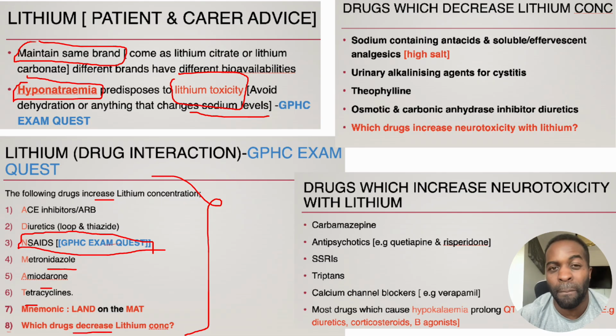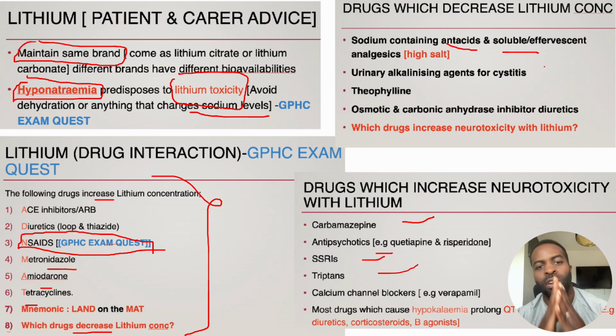You've got antacids that are P meds or GSLs. So you need to know, they may well test you on this. And most of these soluble and effervescent sort of tablets are very high in salt. These could all decrease the concentration of lithium. So please learn this. And also there are certain drugs that cause neurotoxicity with lithium. And these drugs are carbamazepine, antipsychotics, SSRIs, triptans. Again, they love to test you on this. Most of these drugs will cause some sort of hypokalemia, which then prolongs QT interval. So please learn this. This is very important.